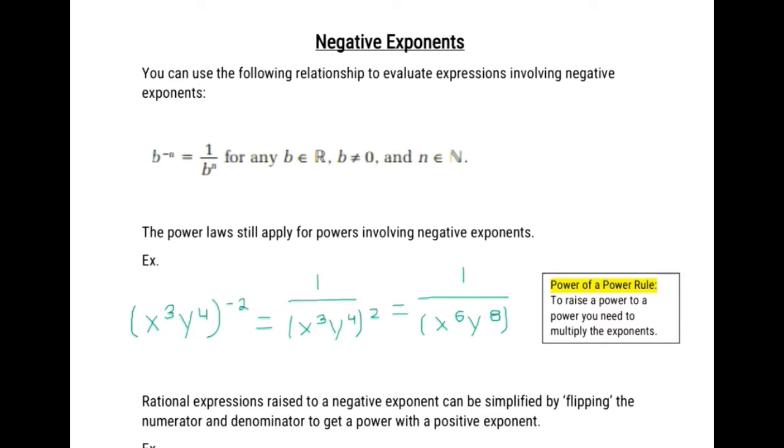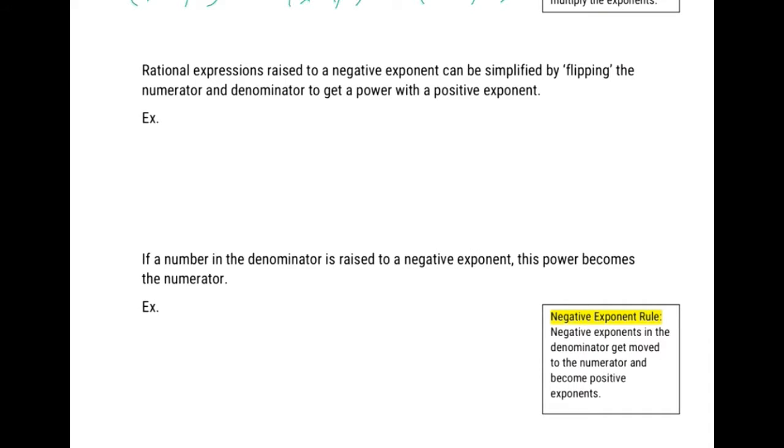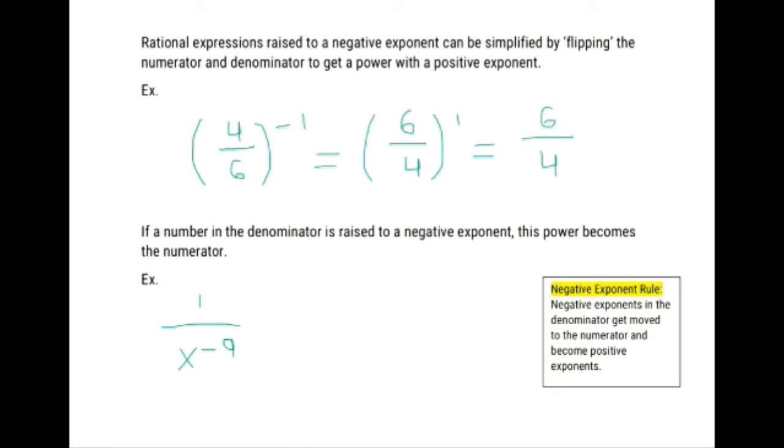Rational expressions raised to a negative exponent can be simplified by flipping the numerator and the denominator to get a power with a positive exponent. 4 over 6 to the power of negative 1 can be written as 6 over 4 to the power of 1. If a number in the denominator is raised to a negative exponent, when expanded and simplified, this power becomes the numerator. An example of this is given below, where we must apply the negative exponent rule. Therefore, 1 over x to the power of negative 9 equals x to the power of 9.